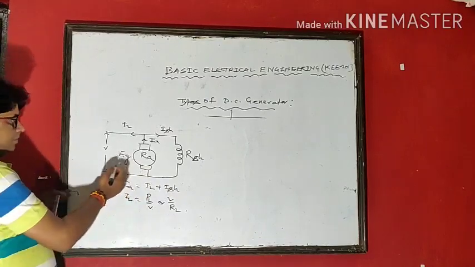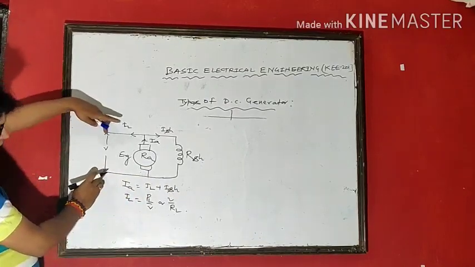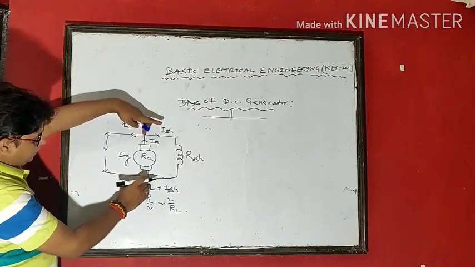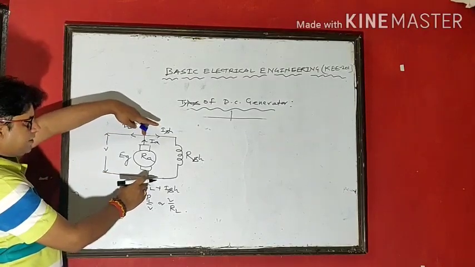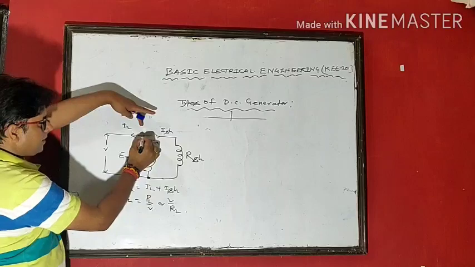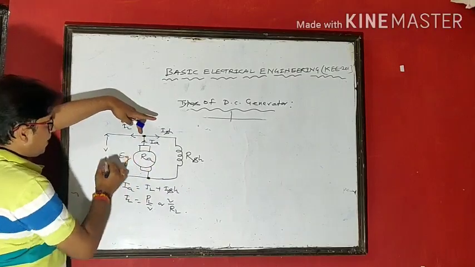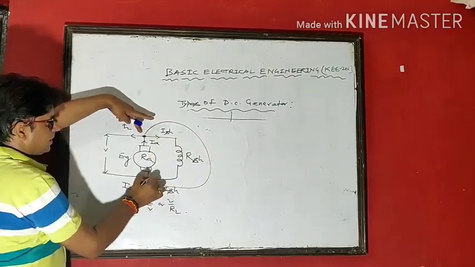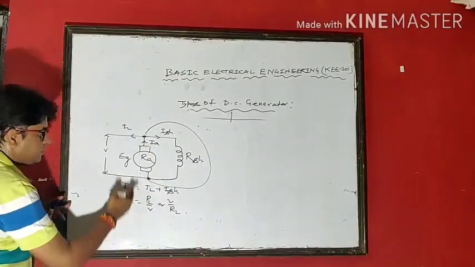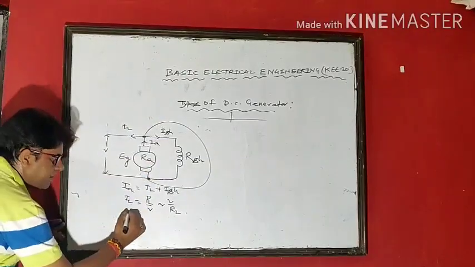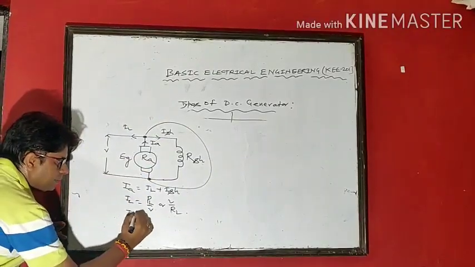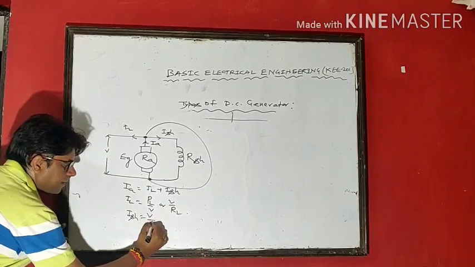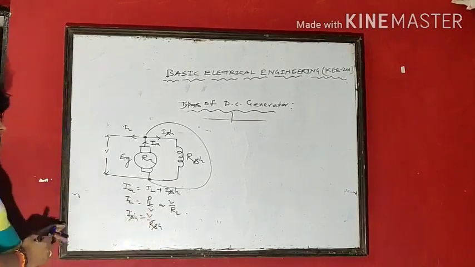From this diagram, here voltage is V, here voltage is V, because in parallel the voltage is the same. So what will be the value of ISH? ISH equal to V divided by RSH.